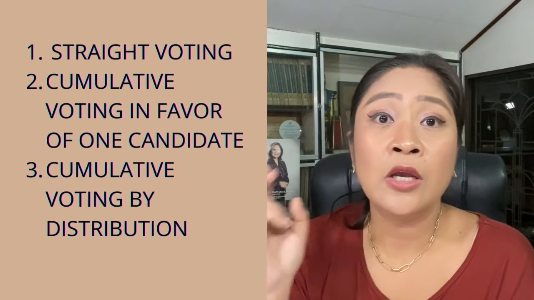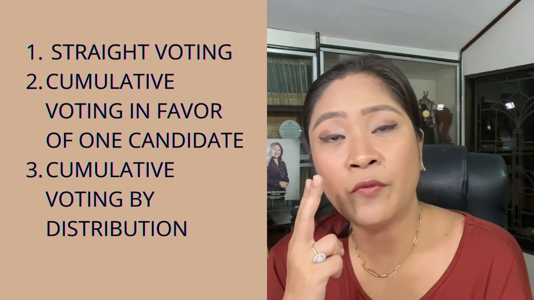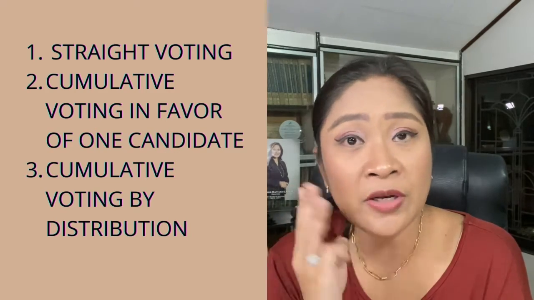Now, what are the different methods of casting your vote? There are generally 3. I will just talk about the simple way by which you cast your vote in an election. So there are 3, as I've mentioned. What are these 3 methods? You have straight voting, cumulative voting in favor of one candidate, and cumulative voting by distribution. So these are the 3 methods. Let's talk about each one.